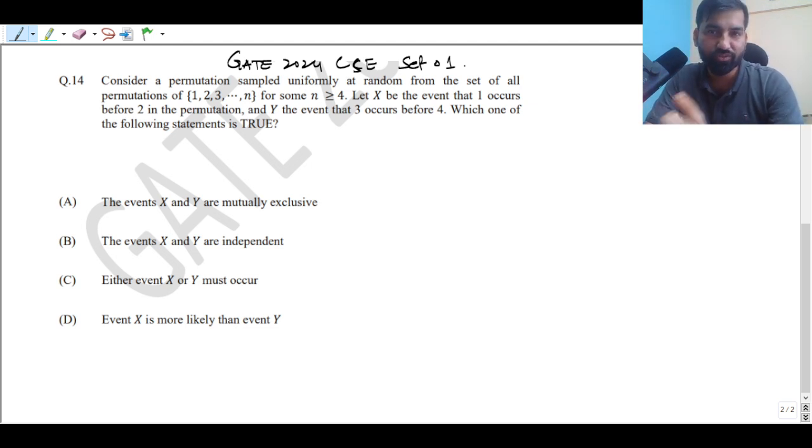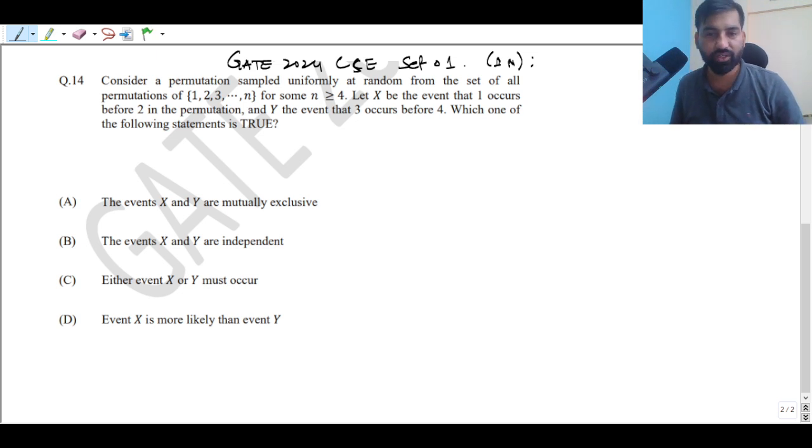This question was from permutation as well as probability. So permutation along with probability you have to use to answer the question, and there are many topics, like you have to talk about independence of the two events, right? So let us go through the question first. This question was for 1 mark, so you should not take much time to answer it.